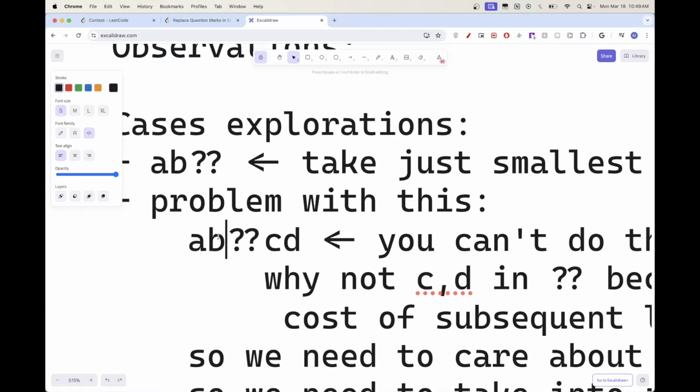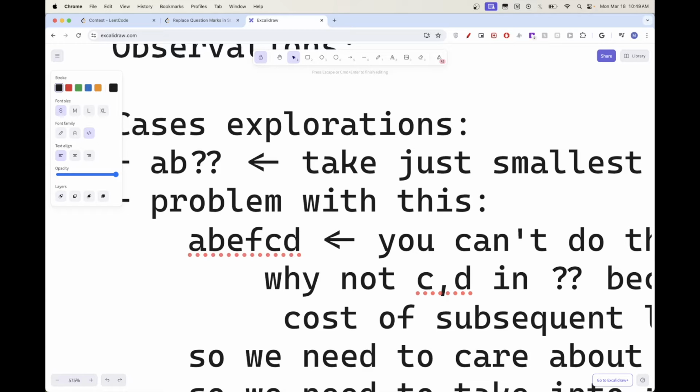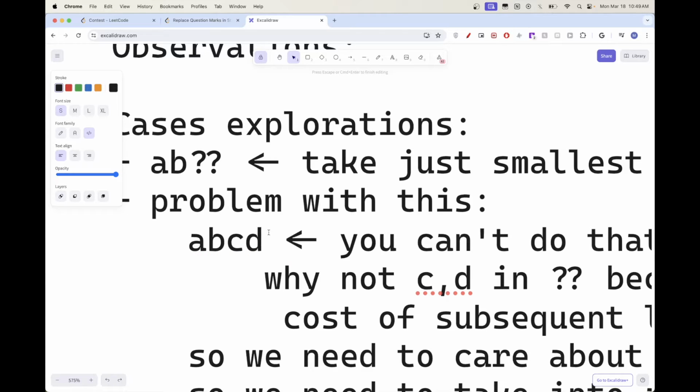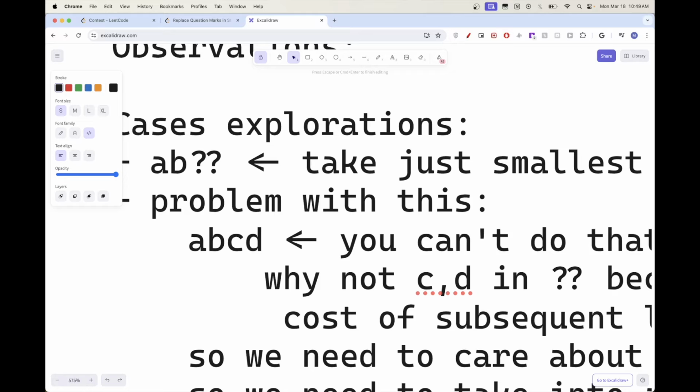So what makes sense is to consider both before and after the question mark, and to use the next smallest that is not anywhere here. So E and F in this case. That would make the cost 0 for every character here. Okay?